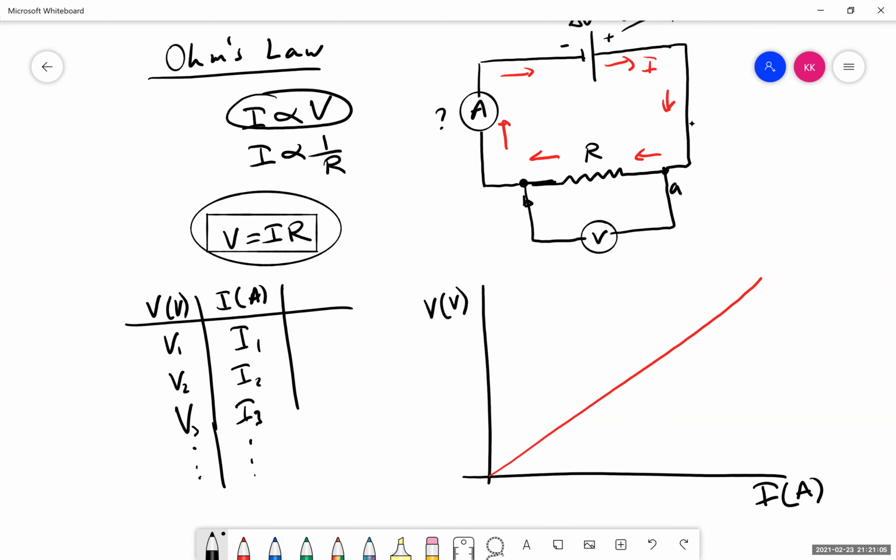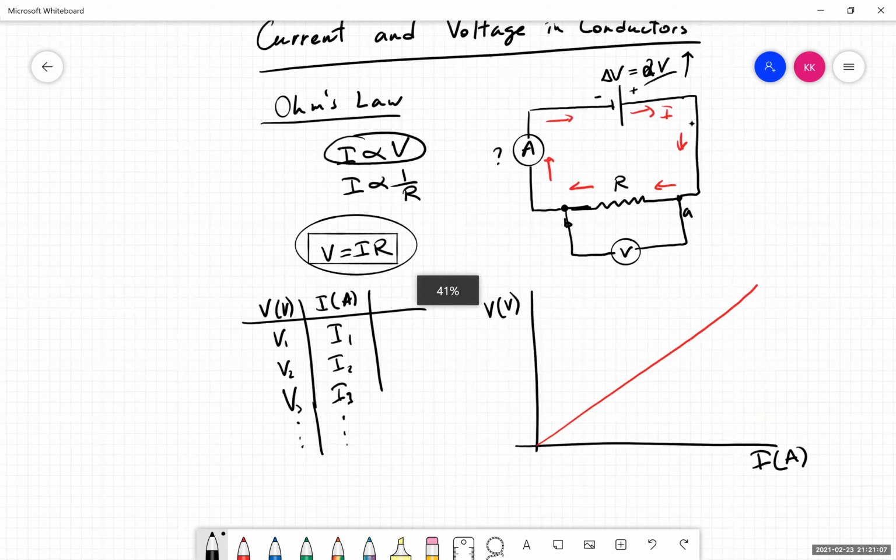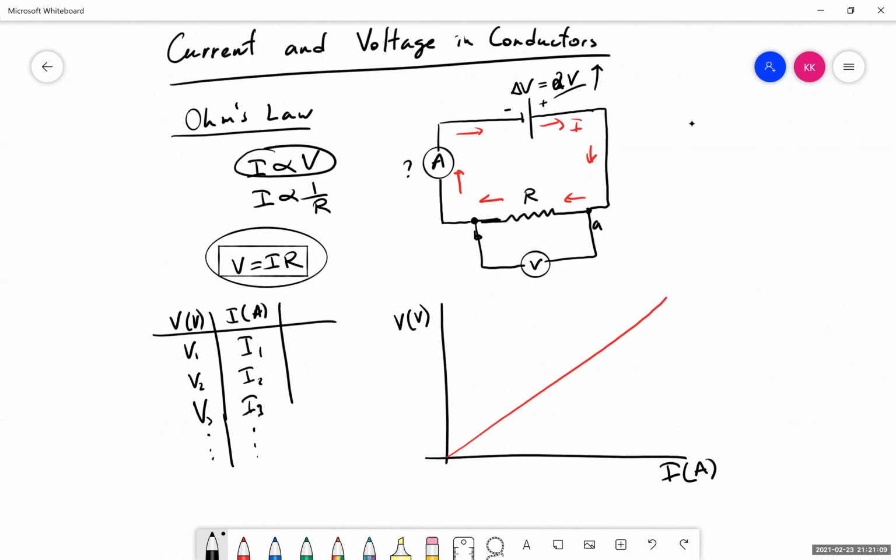It's relatively straightforward, as the circuit is very simple. We have a resistor, a voltmeter, an ammeter, and a battery. Basically, we have just 4 circuit elements in our circuit, and we're going to take voltage versus current measurements. Every time we dial up the voltage, the current will also increase, and we just need to record that.